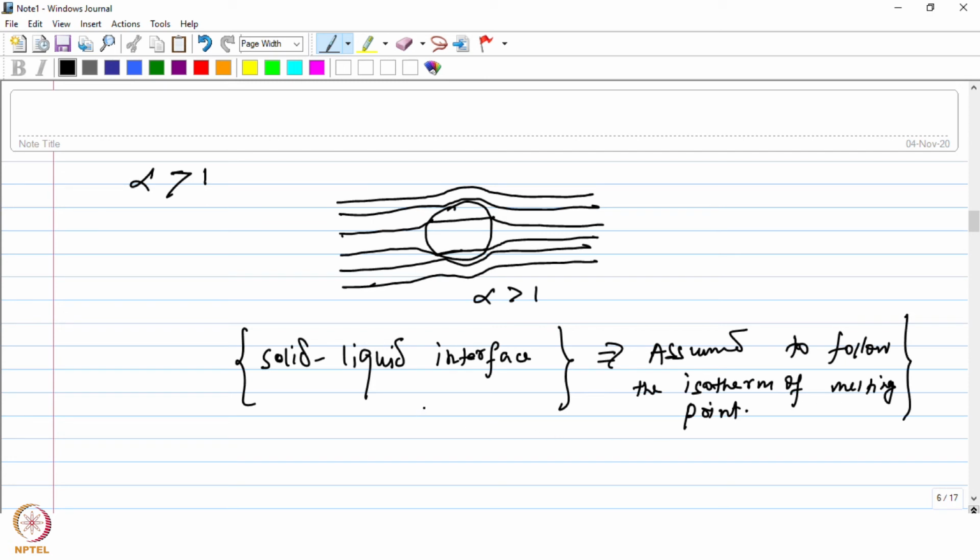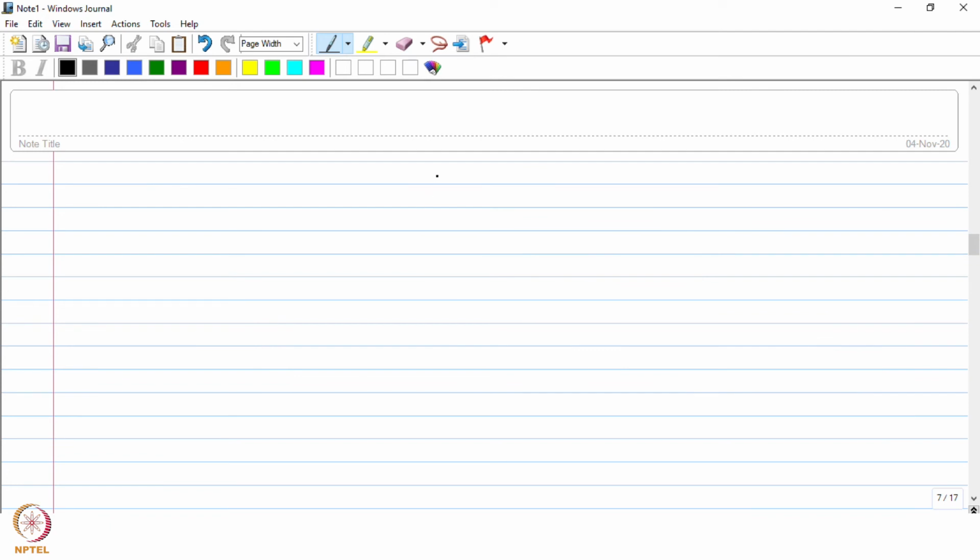And therefore, the dependence of this interface on alpha with respect to the particle will be similar to how the temperature isotherms behave when alpha is changed from 1 to either less than 1 or more than 1. So the pattern of variation of the isotherms with respect to alpha will be the same as the variation of the solid-liquid interface with respect to alpha.